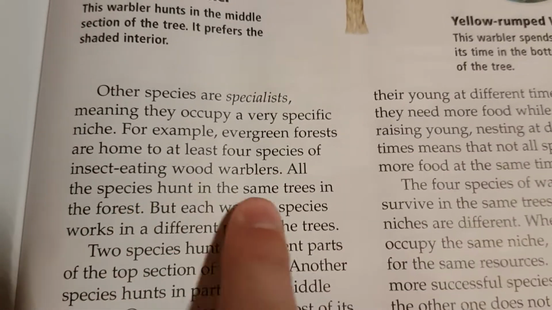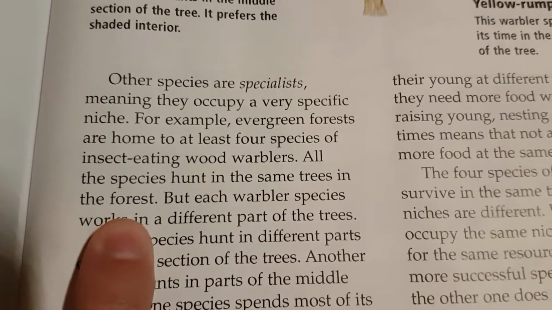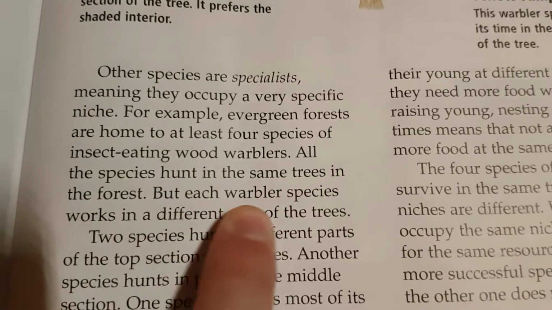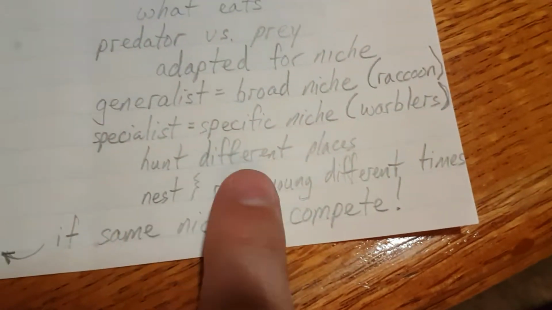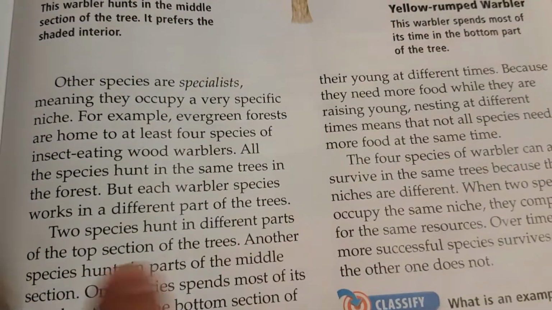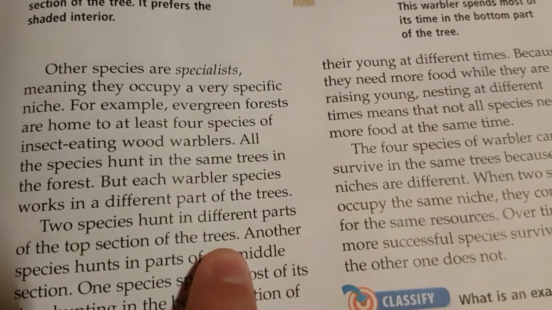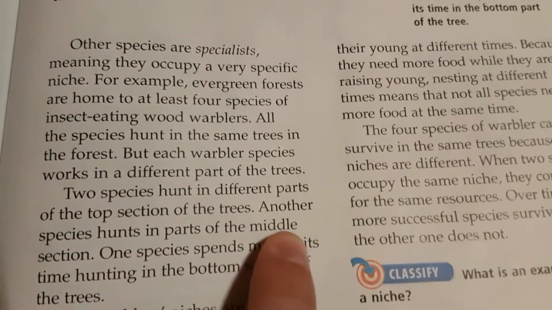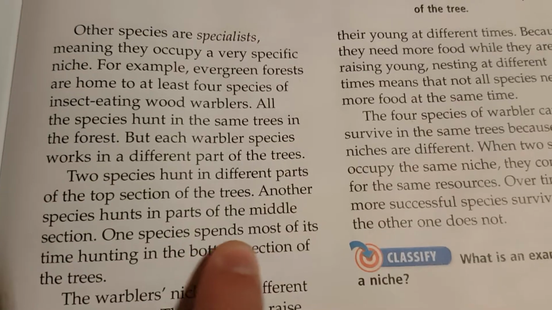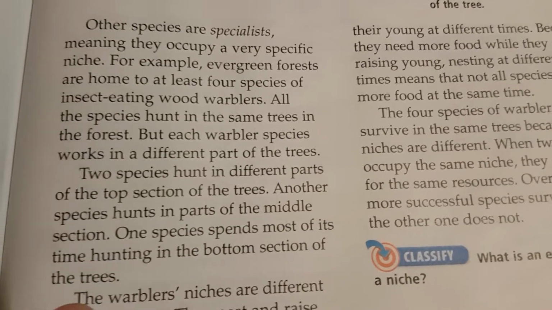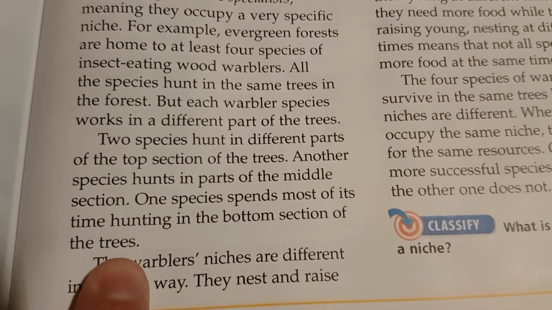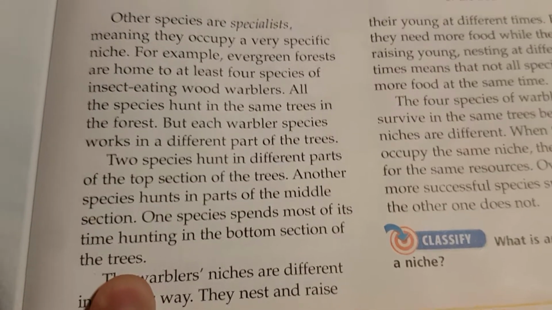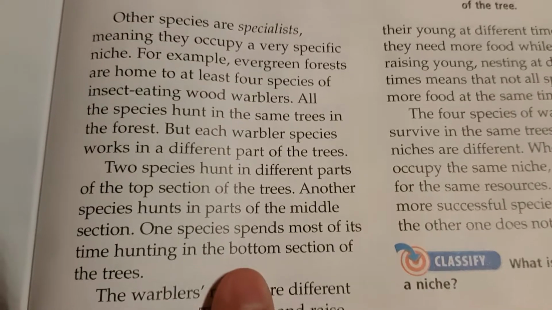All the species hunt in the same trees in the forest. Wow, okay. But each warbler species works in a different part of the trees. Hunt different places. 2 species hunt in different parts of the top section of the trees. Another species hunts in parts of the middle section. One species spends most of its time hunting in the bottom section of the trees. So even though they're eating insects and they're all in the same trees, they're in different sections of the tree.